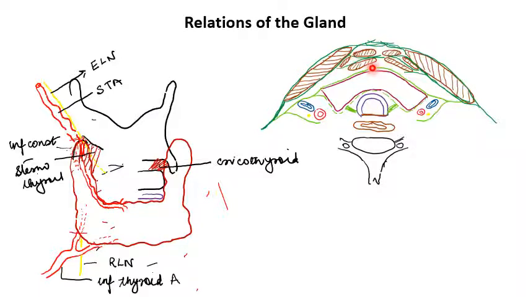So anteriorly are the muscles of the muscular triangle, the skin and the superficial fascia. Posteriorly are the tracheal rings, which are related to the isthmus.